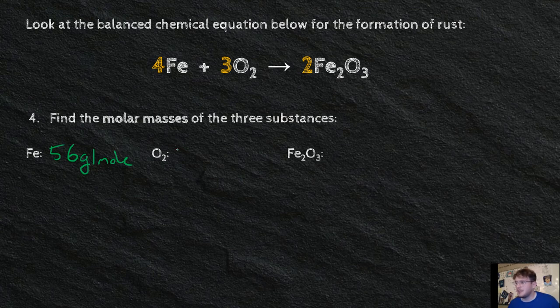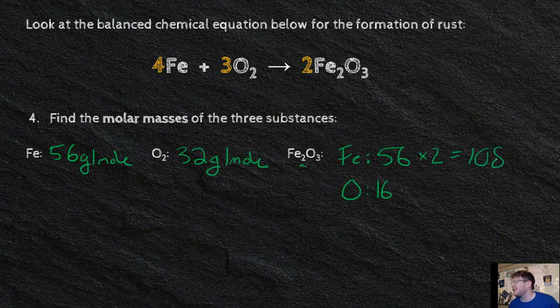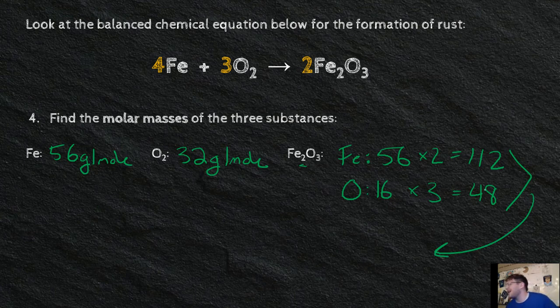Oxygen is 16, but I've got two of them, so this is going to be 32 grams per mole. And then Fe2O3. All right, let's break this one down. Each Fe is 56, and each oxygen is 16. Well, I've got two iron, so that's going to give me what? 112. And then oxygen here, I've got three of them, 16 times 3. What is that? 48, I hope. Okay. So from here, we need to add these together to get the final weight. So what's 112 plus 48? That'd be 160. All right, 160 grams per mole.